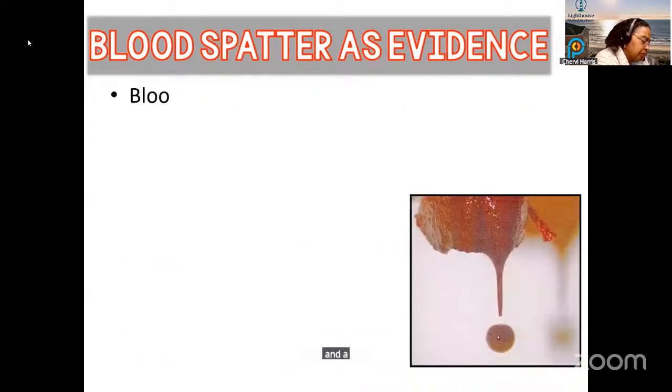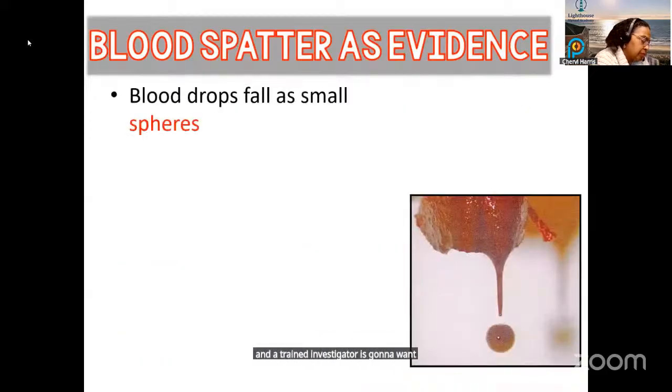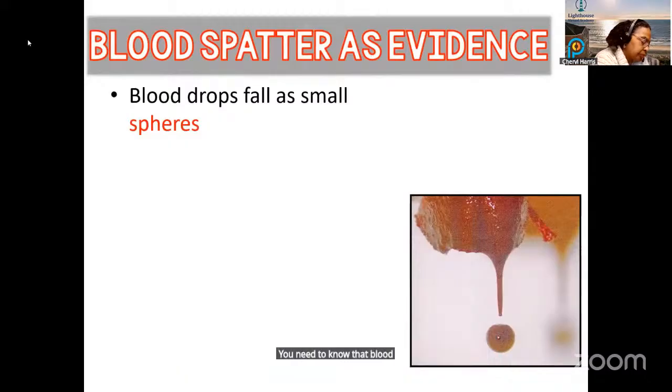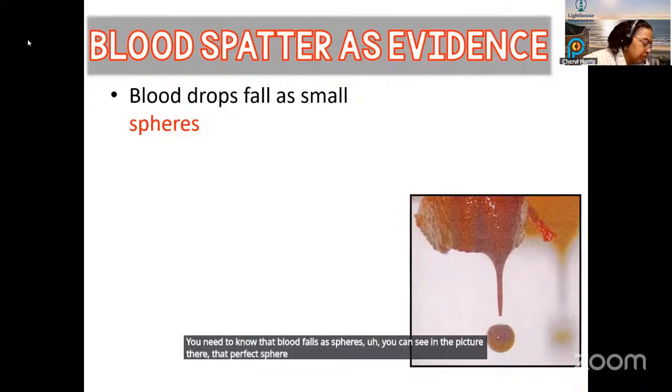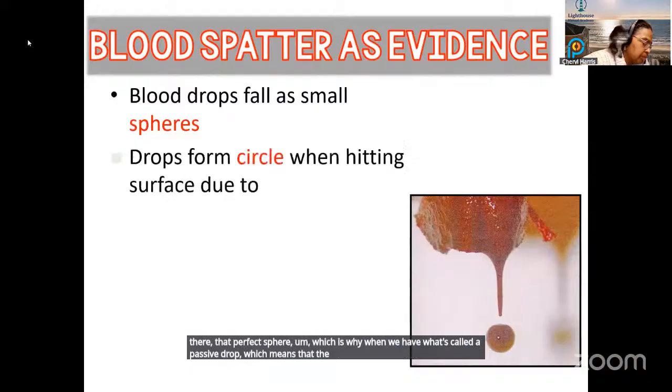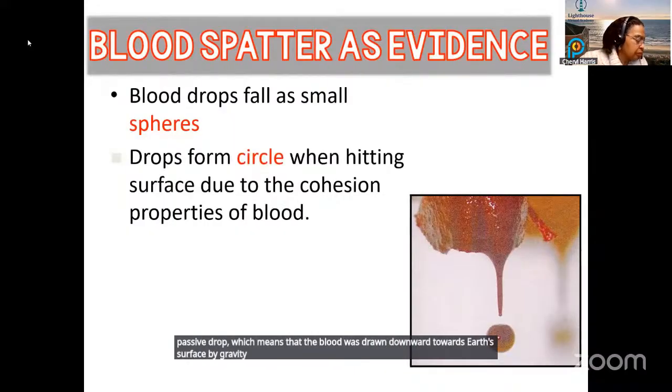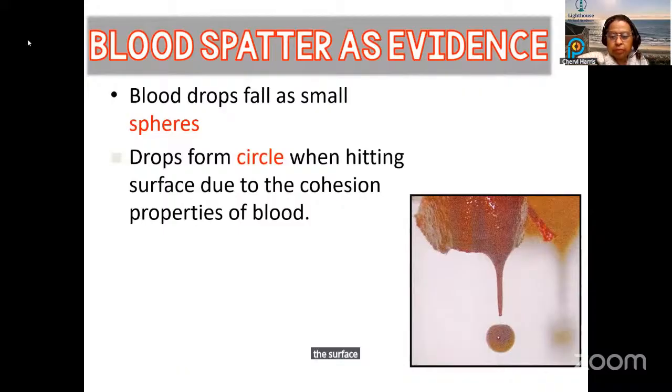And a trained investigator is going to want to try to determine how that blood got on the surface, how fast it was moving, what object was used to create that pattern. You need to know that blood falls as spheres. You can see in the picture there that perfect sphere, which is why when we have what's called a passive drop, which means that the blood was drawn downward towards Earth's surface by gravity, because it forms that sphere on the way down, it's going to hit the surface at a 90-degree angle with a circular pattern.